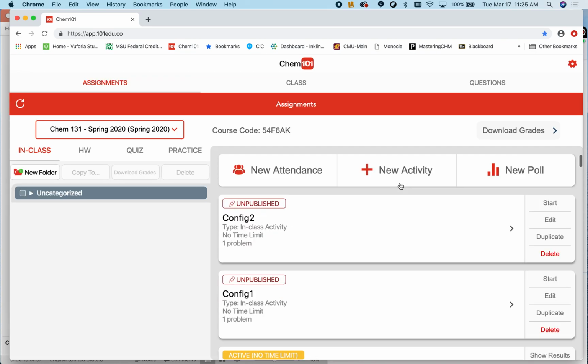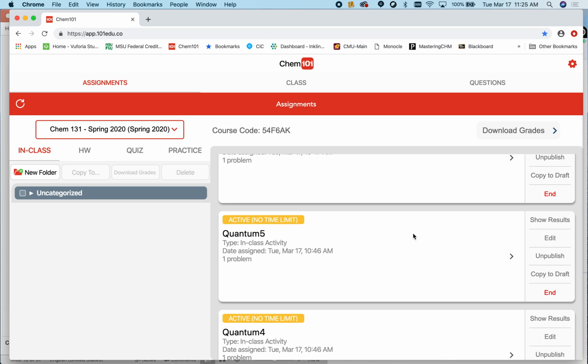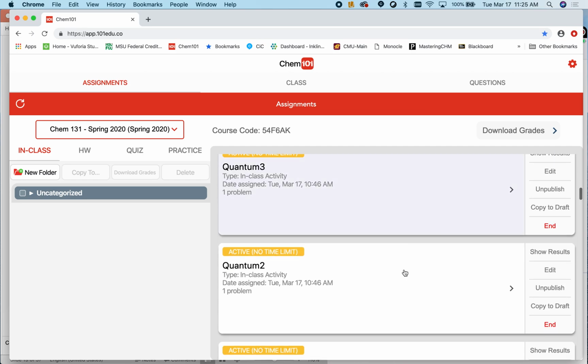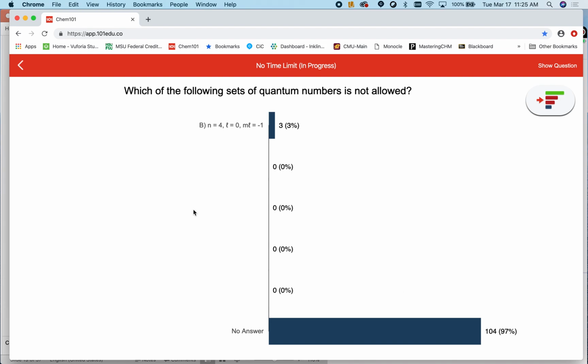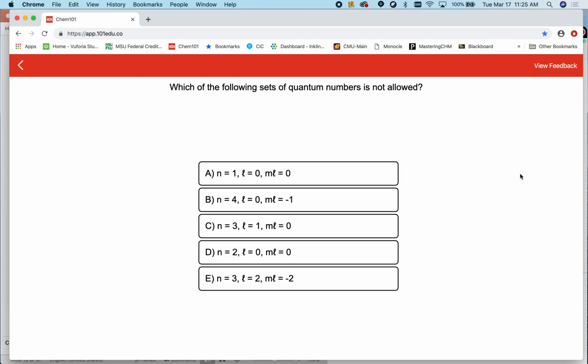Let's look at quantum 2. This is a good one, very typical of an exam question actually. Which of the following sets of quantum numbers is not allowed? And let me show the question here, right here.